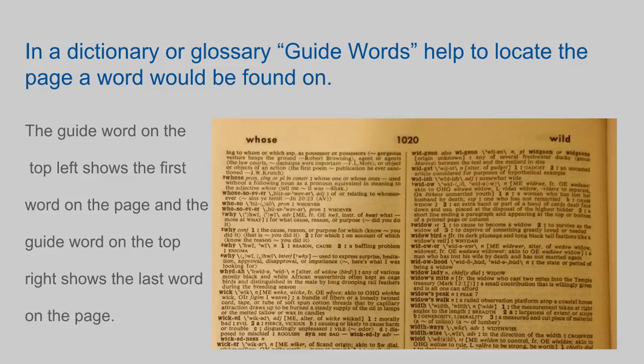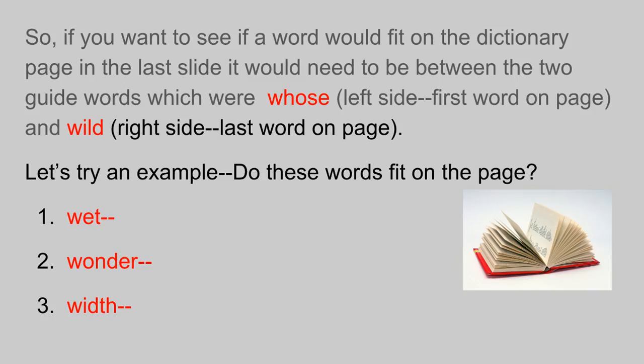In a dictionary or glossary, guide words help to locate the page a word would be found on. In this example of a dictionary partial page, at the top we have whose and wild. The guide word on the top left shows the first word on the page, and the guide word on the top right shows the last word on the page. So all the words on this page would come between these two guide words alphabetically.